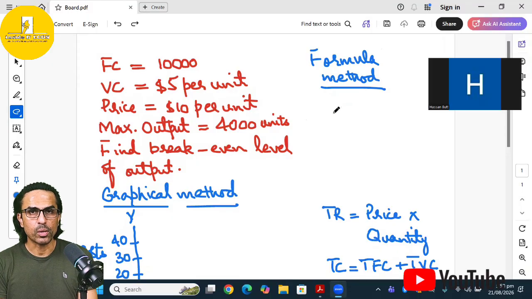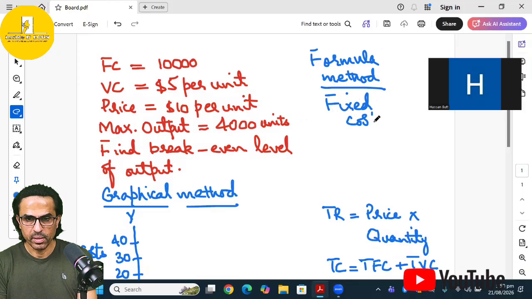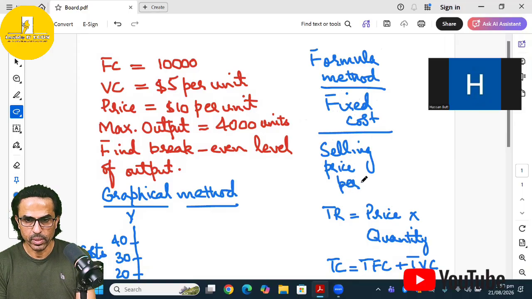Now, the formula to calculate break-even level of output is, that is, fixed cost divided by selling price per unit minus variable cost per unit. That is the formula.